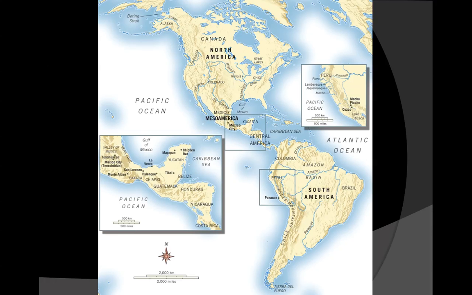But to look at the Zapotec culture first, they occupied what was known as Monte Alban in Oaxaca before the Mixtec.